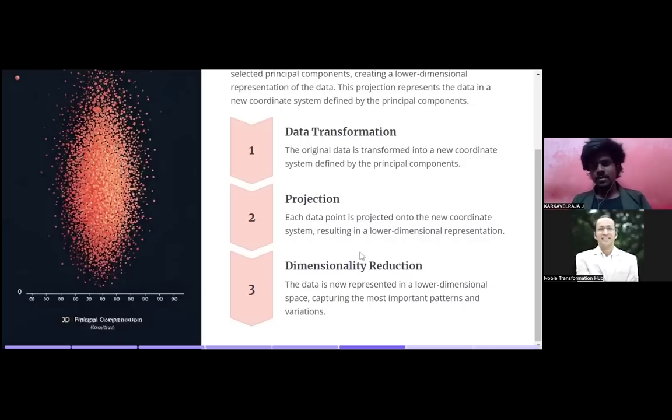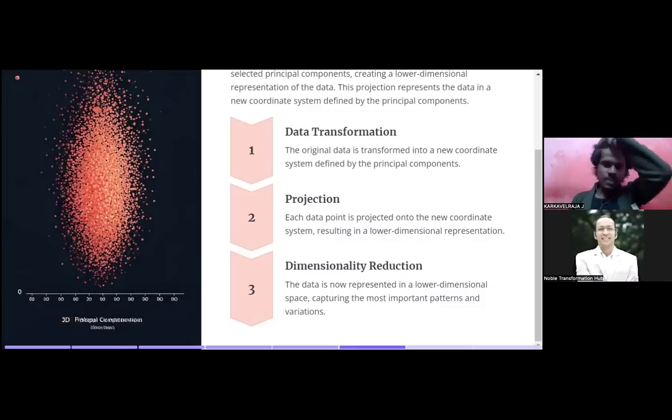Okay, next we are having dimensionality reduction. The data is now represented in a lower dimension space, capturing the most important patterns and variance. This is very important. Dimensionality reduction is not like I'm having 1,000 data points so that I'm going to reduce it to only 10 data points. No, not like that. If you are reducing to only 10 features, it should be in a way that it can represent all the other 1,000 features. That is what is called dimensionality reduction.